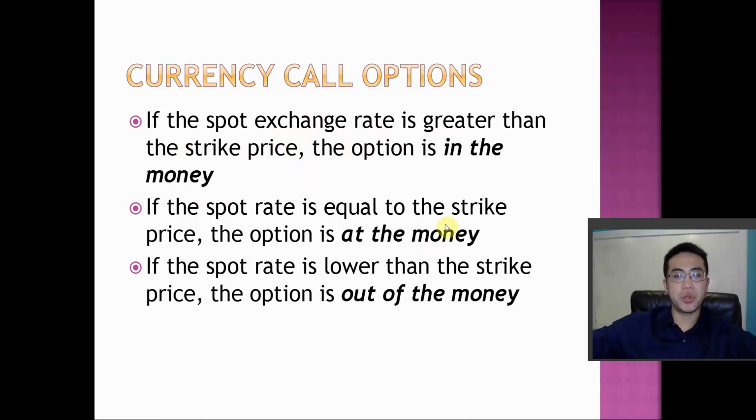If the spot rate equals the strike price, then the option is at the money, so you are breakeven. If the spot rate is lower than the strike price, then the option is out of the money. That means if you ever choose to exercise the option, you are making a loss, so you better not do that. Just let the option expire or do nothing.